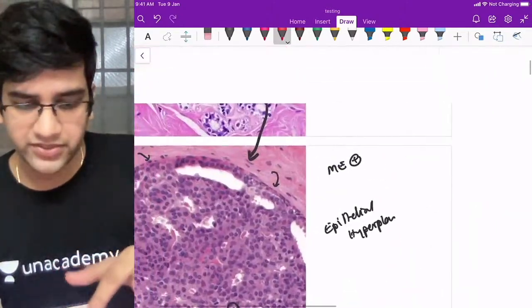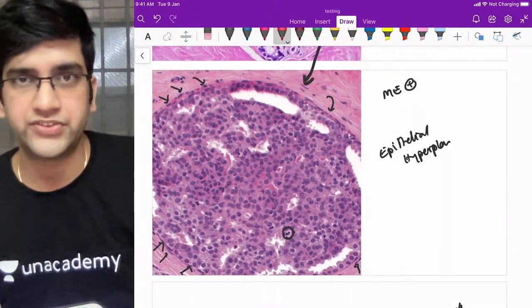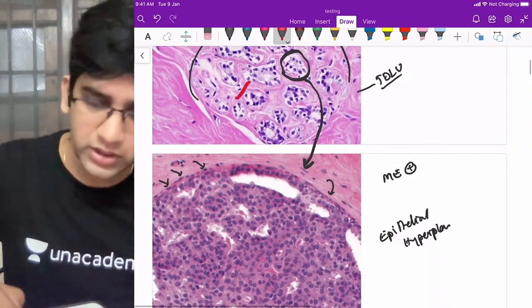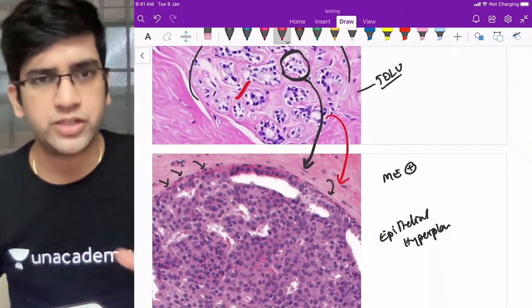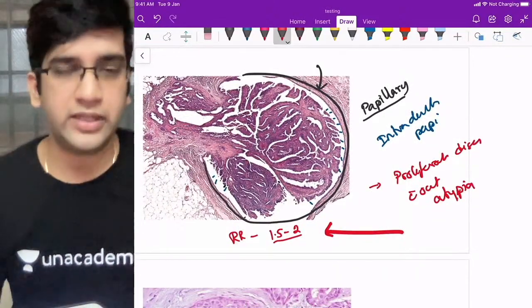Ductal hyperplasia is this, that's all. It's just an epithelial hyperplasia. It's more amount of cells, right? Compared to my normal TDLU. This is my normal TDLU. Compared to this, I'm definitely sure there are more number of cells, fine? Okay. So all these I'm going to call them proliferative disease without an ATPR.